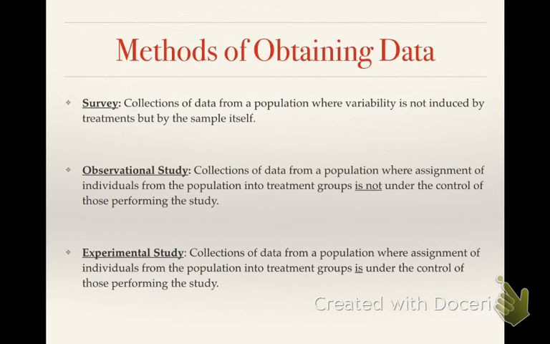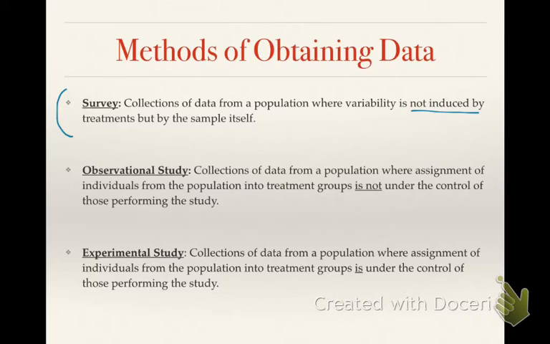Now let's look at reviewing the different types of obtaining data. There are three main ways we looked at. The first way was a survey, and that's one of the most common ways that you see people obtain data. You fill out a survey, and you give your responses, and someone takes the survey, and they compound the data, and they make some analyses about the data from the survey. But it's just collections of data from a population where the variability is not induced. You just want to find out, in general, something about the sample itself.